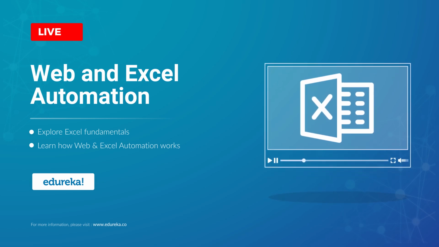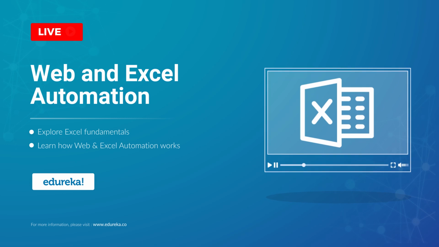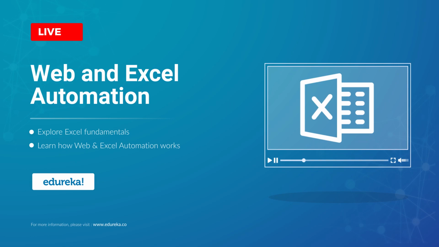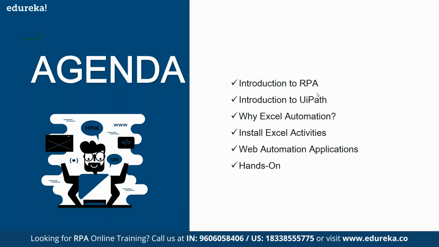We will know in today's session how to use Excel and web-based applications using UiPath, and how you can automate these kinds of applications. So today's agenda is: introduction to RPA, introduction to UiPath, and why do we need to automate Excel applications. We'll see how to install Excel activities, how to work with web applications, and we'll do a small hands-on by which you will understand how automation is performed using UiPath. So this is the agenda for today's session.